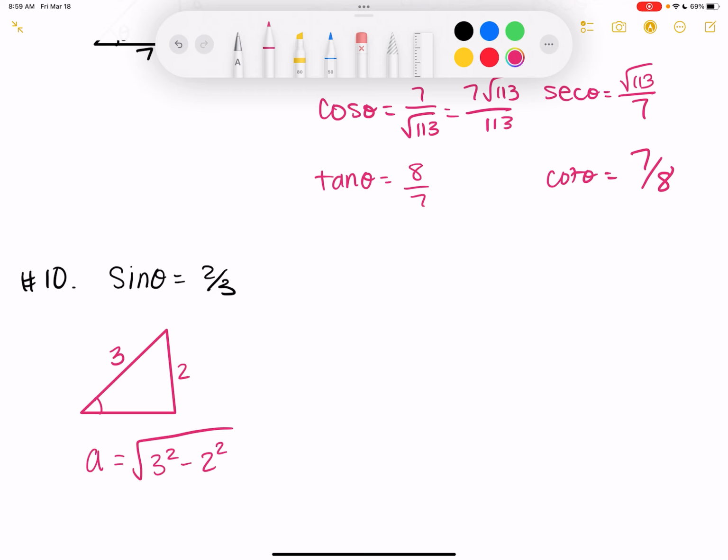2.24. Leave it as a radical. I don't want decimals for any of this. It's just 9 minus 4. 5. Oh. Yeah.